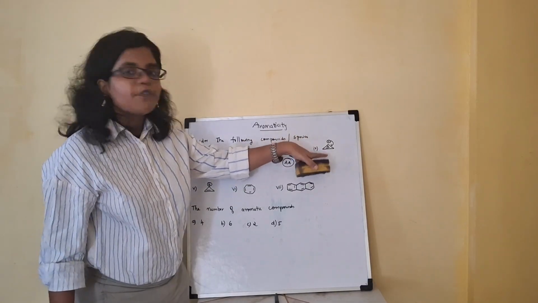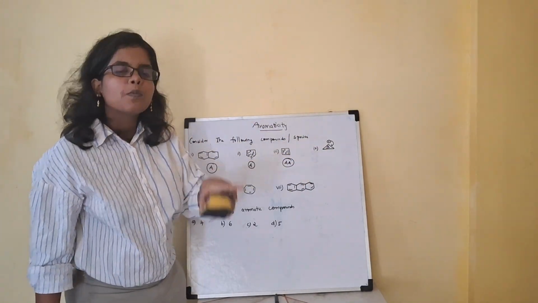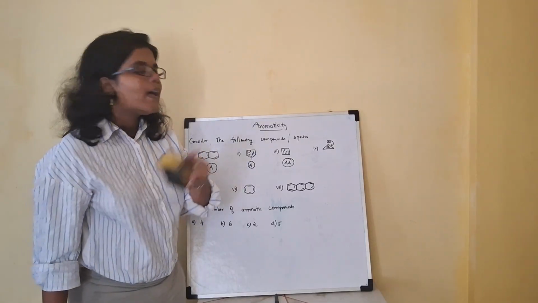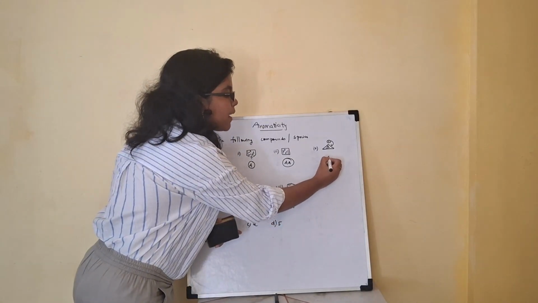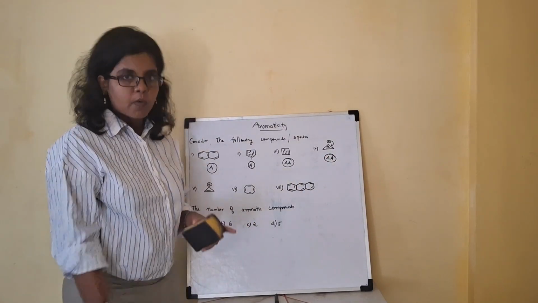Now if you check for the Huckel's rule, it has 4 pi electrons. So it obeys 4n rule, and therefore cyclopropenyl anion is an anti-aromatic compound.